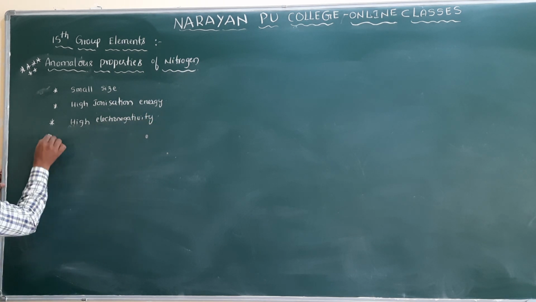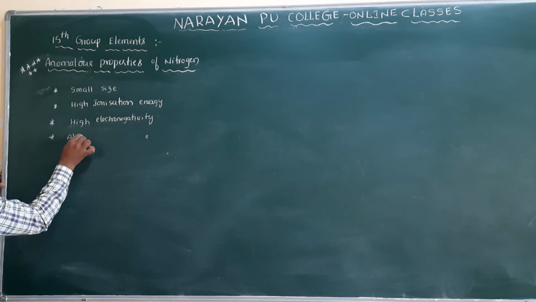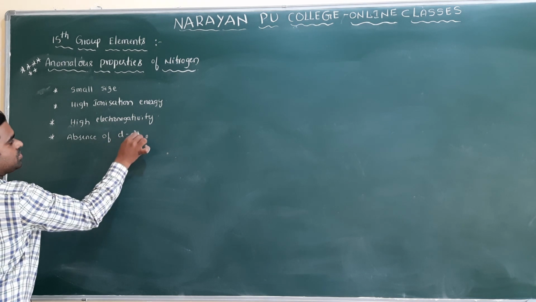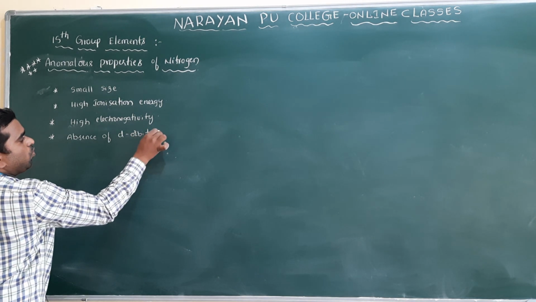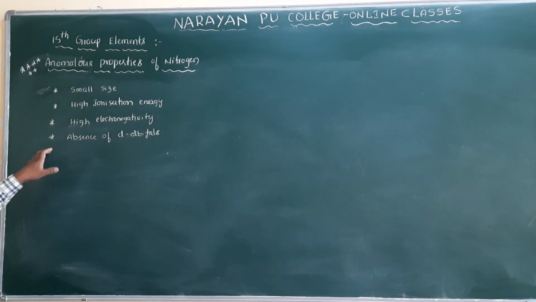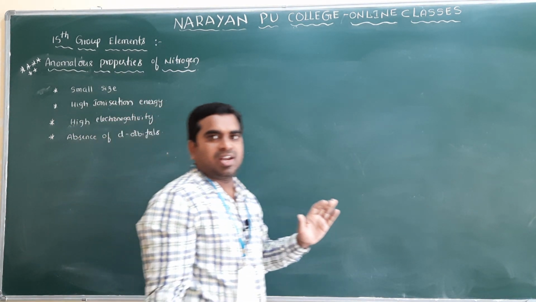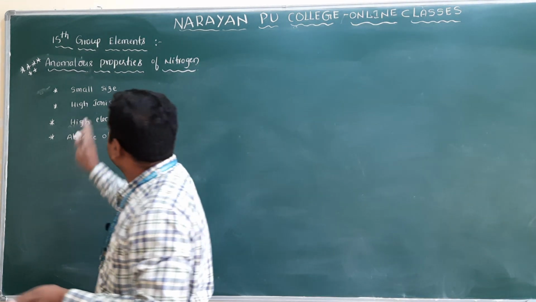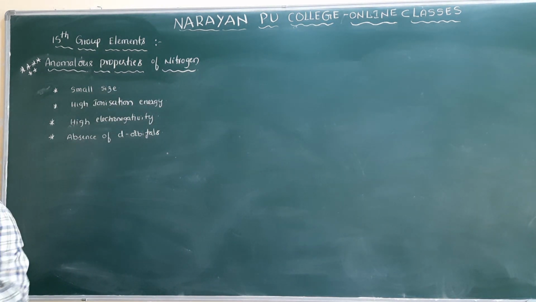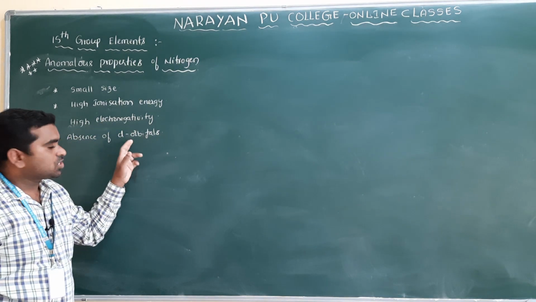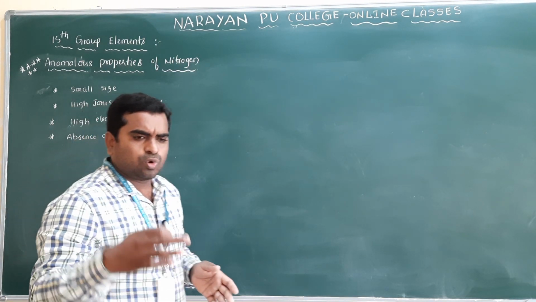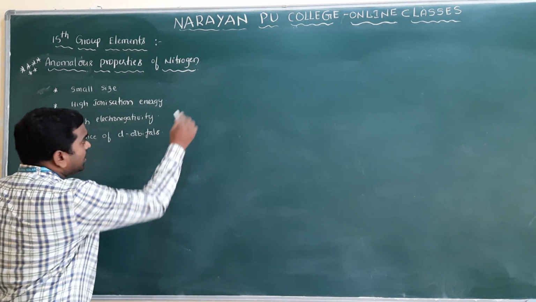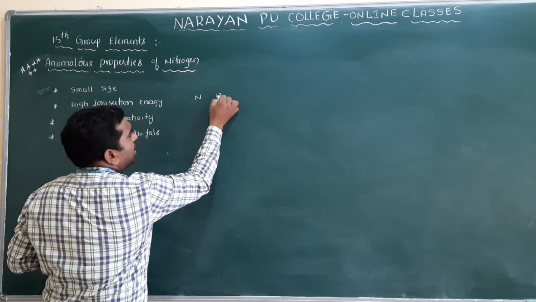And the fourth one is absence of d orbitals. These are the main 4 reasons why nitrogen behaves differently from the other elements: small size, high ionization energy, high electronegativity and absence of d orbitals. You know that the first elements of the 15th to 17th groups will not have d orbitals, because suppose I take nitrogen, what can I write now here?